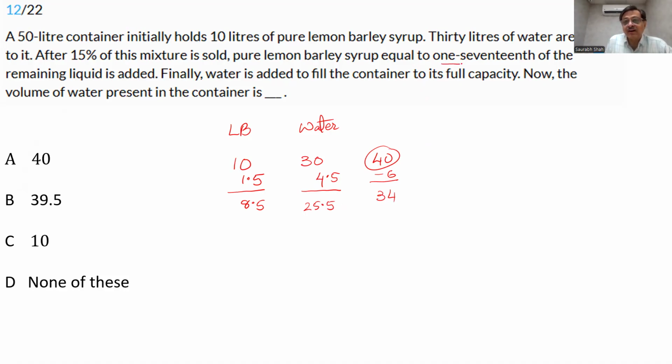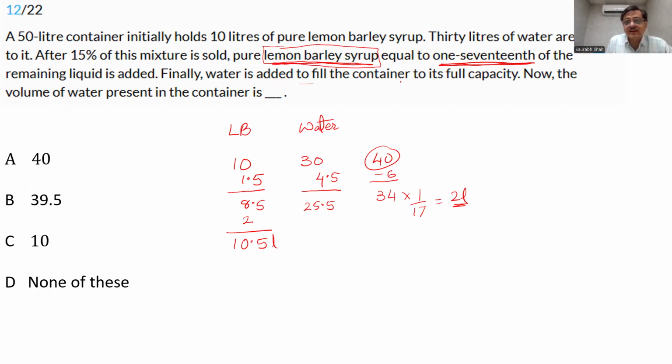After this is sold, 1/17th of the remaining liquid is added, and that is pure lemon barley syrup. We are adding something equivalent to 1/17th of the total, which is 2 liters. 2 liters of lemon barley syrup is added. So now we are left with 10.5 liters of lemon barley.